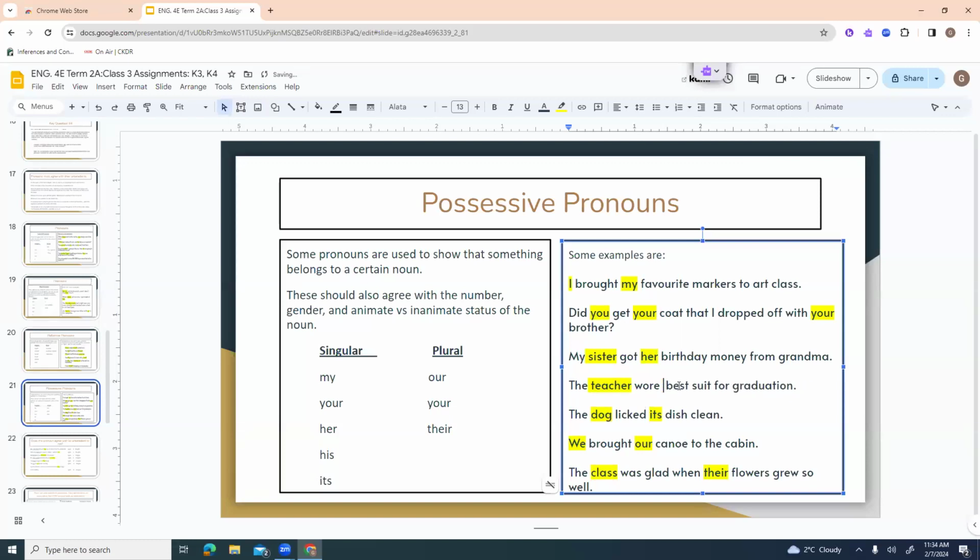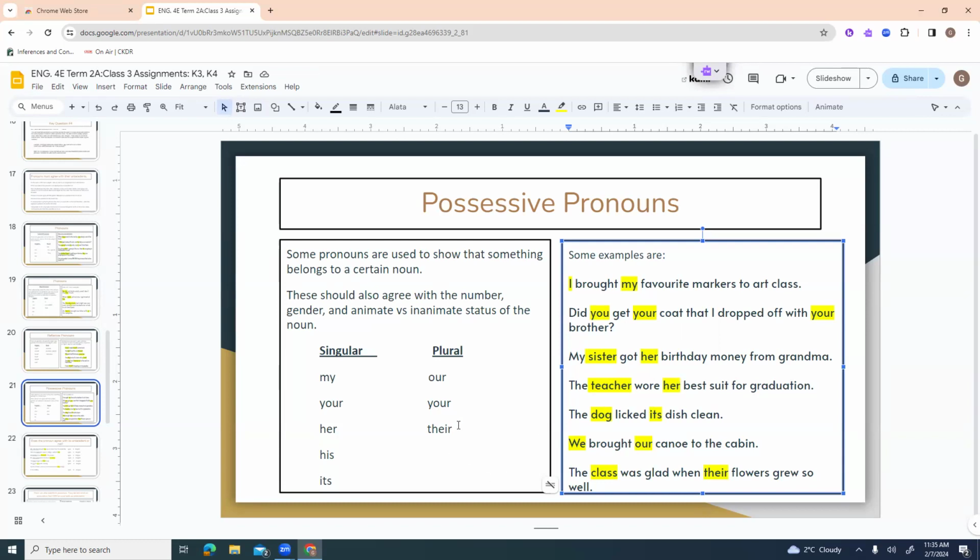The teacher wore, we'll put her best suit this time for graduation. The dog licked its dish clean. Again, some people like to refer to their animals as his or her. So if somebody said the dog licked his dish clean, that's fine too. We brought our canoe to the cabin, and the class was glad when their flowers grew so well.